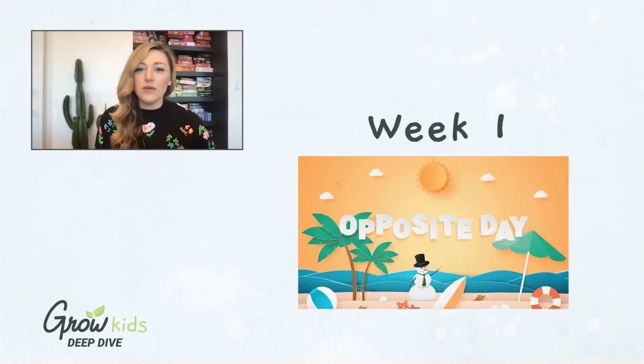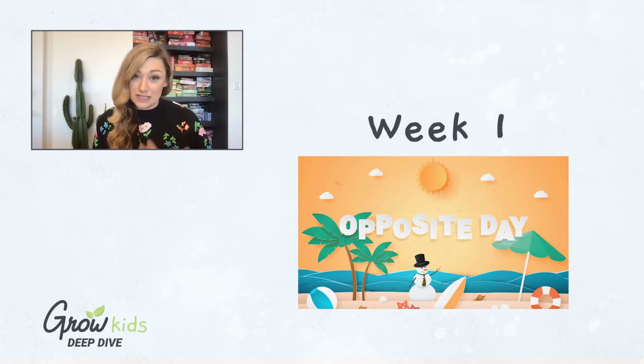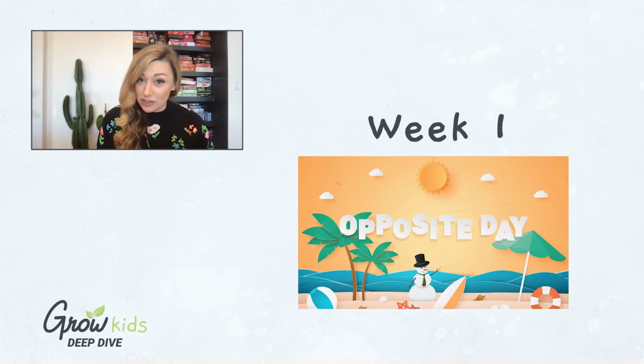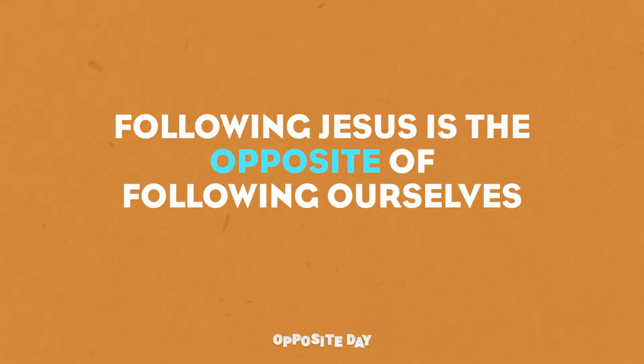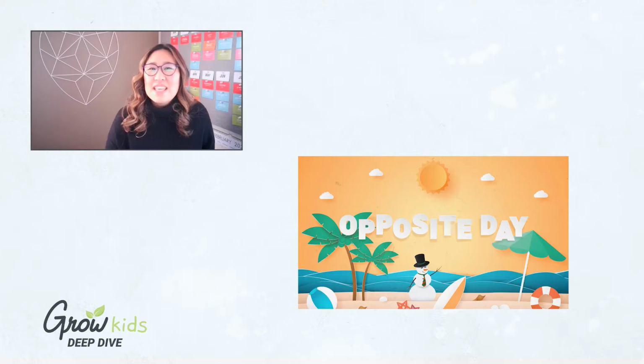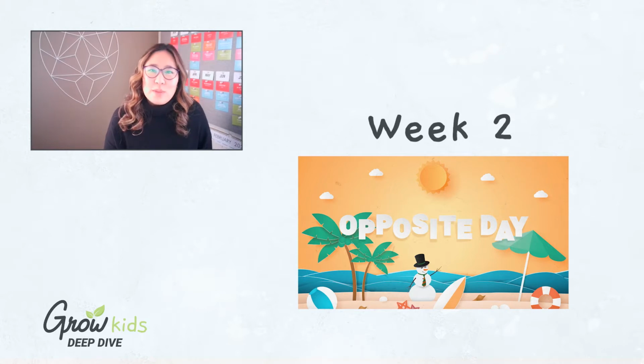First of all, in week 1, we are going to look at Luke 5, which is where Jesus calls his first disciples. This is the passage where you've got Simon, Andrew, James, and John, and they all begin to follow Jesus for the first time. The big idea this week is following Jesus is the opposite of following ourselves.